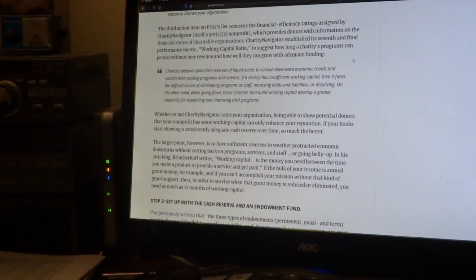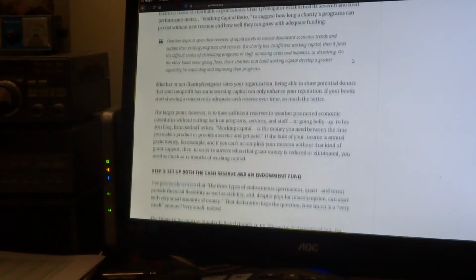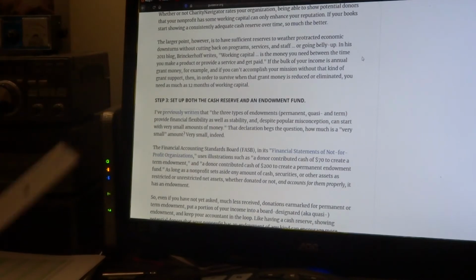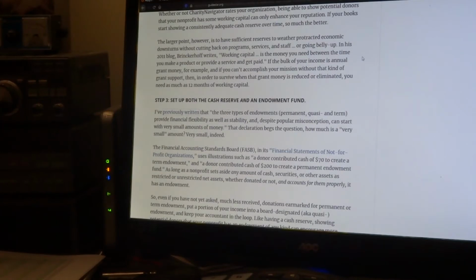And then they talk about having reserves and how much it should be, and of course as a startup, you know, I'll forget whether it's this website or a different one, they talk about how much, but as you're just starting up, you just want to have a goal of getting towards that. Typically 12 months is what they like to see, but 3 to 6 months cash reserve is where you're at when you're starting up at the very beginning. And we're kind of still in that mode, it looks like. Set up both a cash reserve and an endowment fund.